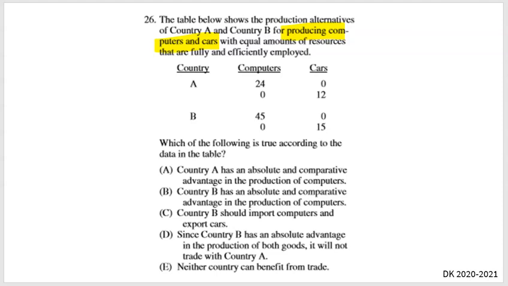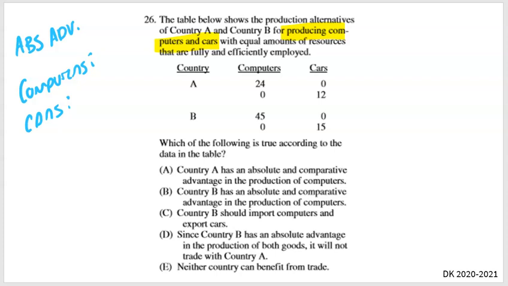And so what this question is asking is basically what is true. So first let's figure out the absolute and comparative advantages, right? So let's say who has the absolute advantage in computers and who has the absolute advantage in the production of cars. And so remember, for output questions, absolute advantage is who can produce more. So country A can produce 24 computers or 12 cars. Country B can produce 45 computers and 15 cars.